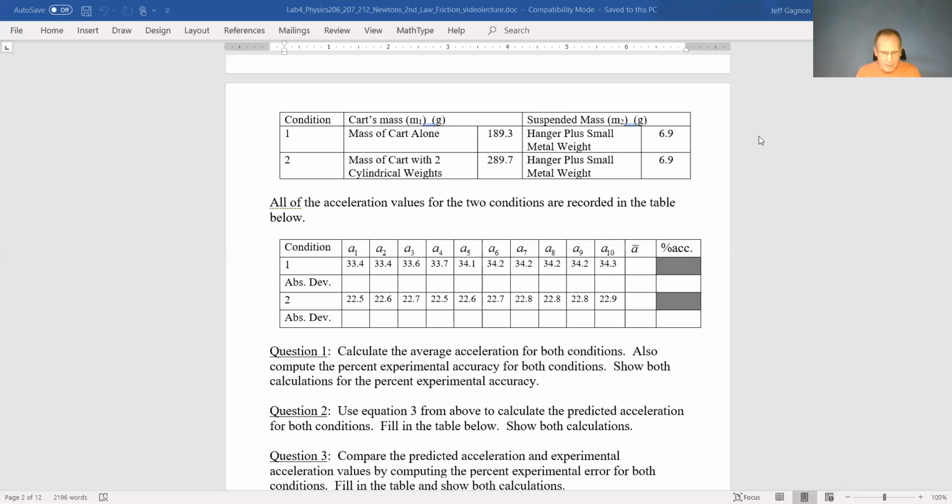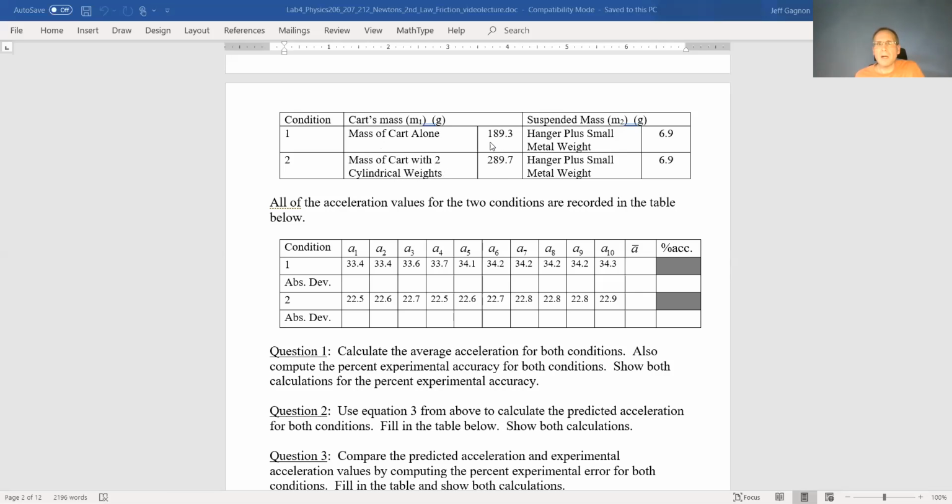Okay, so if you look at this first table, these are simply the masses that I recorded by massing the cart and the suspended mass on a scale. In this first part of the experiment, there were two conditions. The first condition was the mass of the cart by itself. And then we made it a little more massive by adding these two cylindrical weights to it.